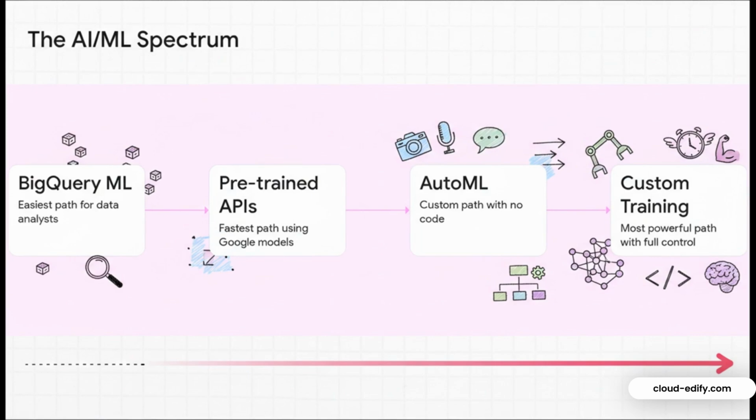Okay, so here it is. This is our map. On the far left, you've got tools like BigQuery ML for those quick wins. And as you move to the right, through APIs and AutoML and all the way to custom training, what you're doing is trading some of that speed for more and more power and control. There's no single best path here. The right choice is all about finding that sweet spot, balancing your team's skills with what your project actually needs.